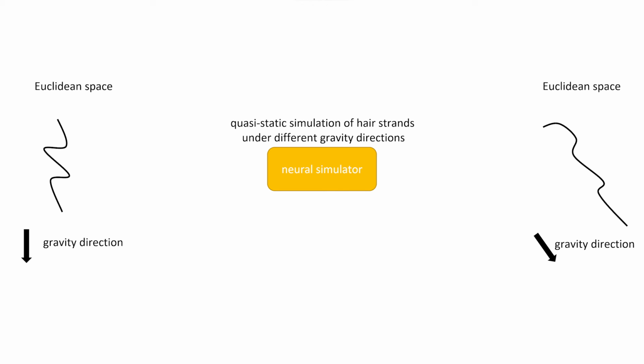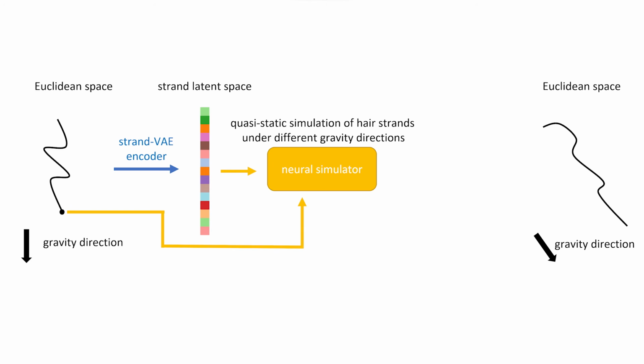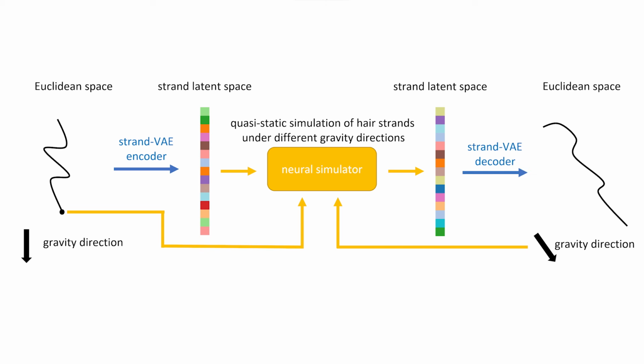To do this, we first use the strand variational autoencoder to encode the strand into the latent space. Then, the latent code, the position of the strand root, and the gravity direction are fed into the neural simulator. The output of the neural simulator is the latent code of the deformed strand, which can be decoded back to the Euclidean space by the strand variational autoencoder.